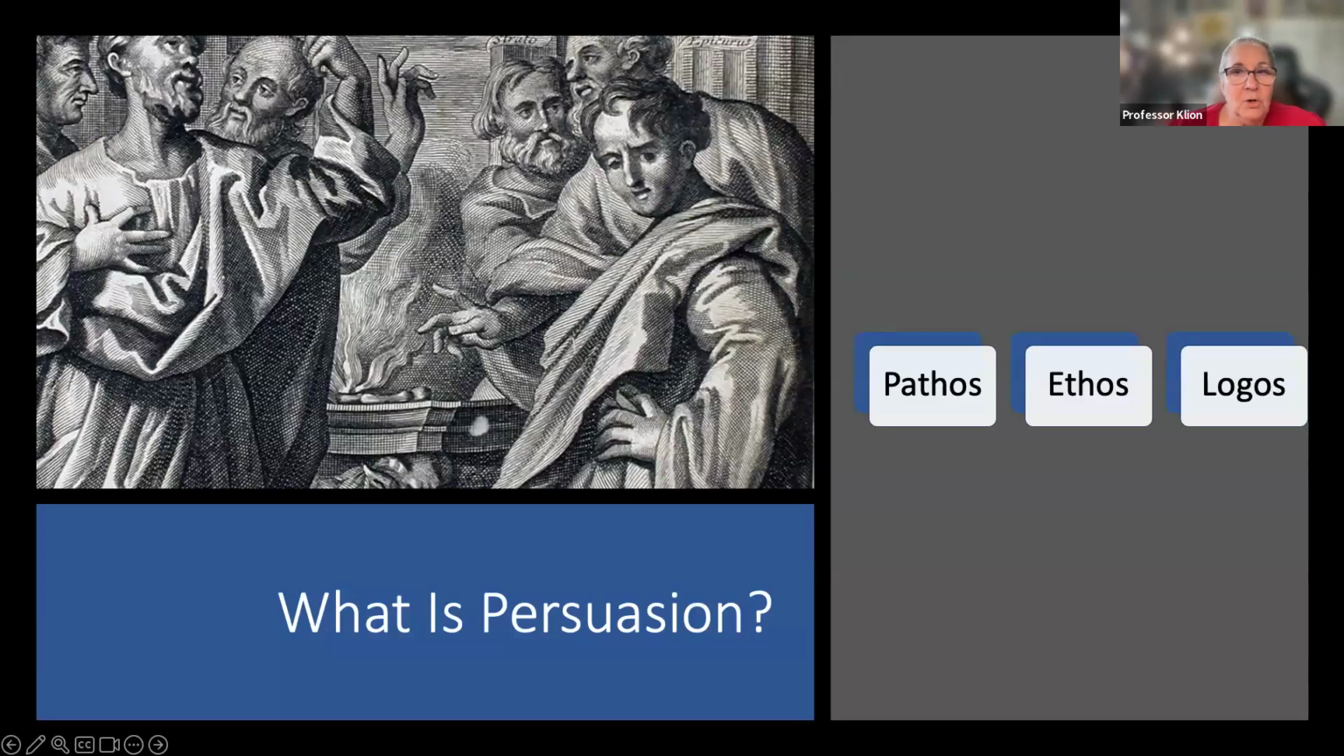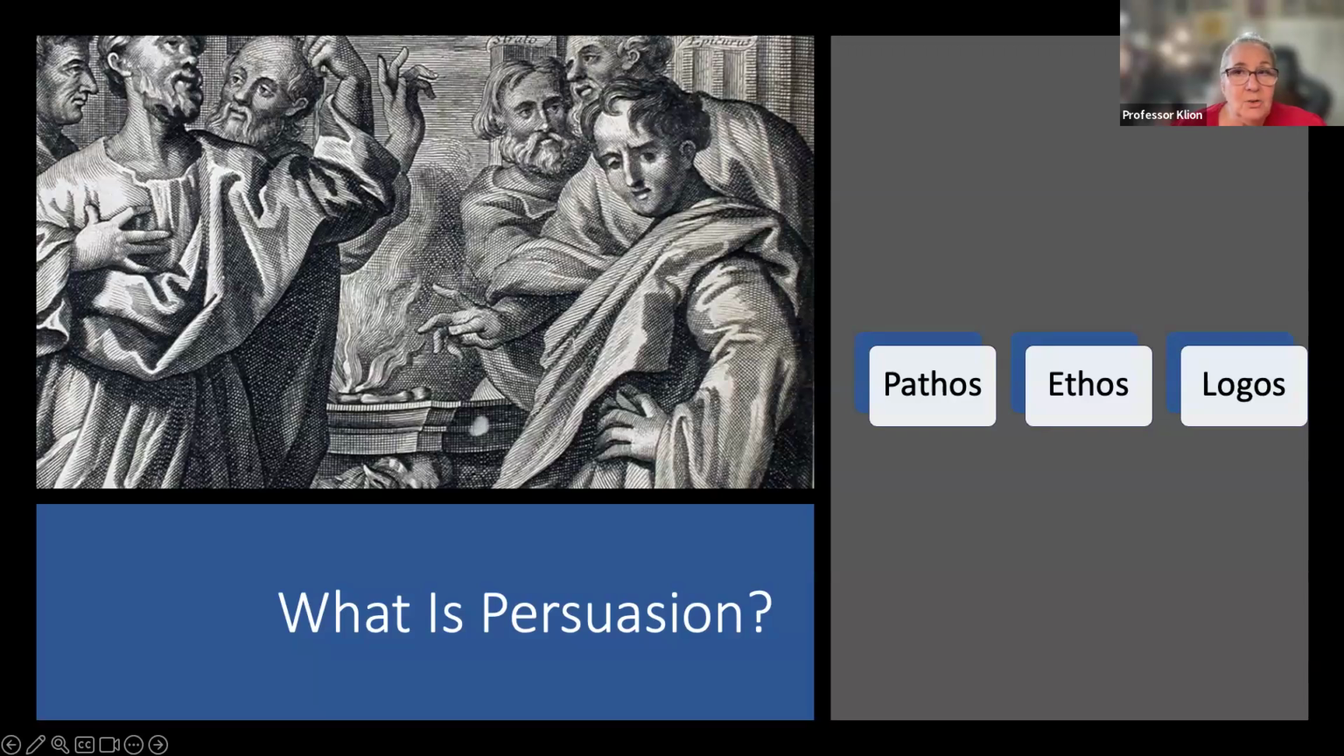And then finally, logos is persuasion through logic and facts. You use logos in the law by citing cases, by doing advanced and well-reasoned arguments, and by using analogy. That should sound a little bit familiar considering you've spent a semester doing analogic reasoning.